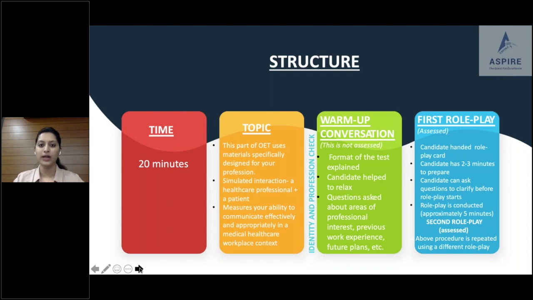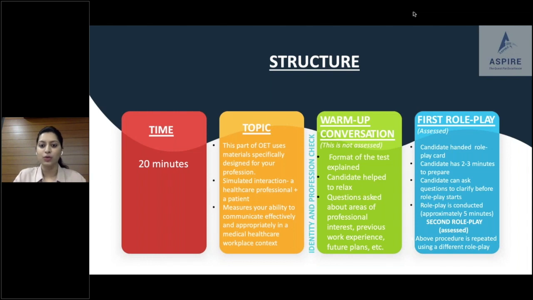So let's take a look at what happens the minute you enter the test room. Your identity and profession is checked, and then there is a 2 to 3 minutes of warm-up conversation. This is never assessed. During this time, the format of the test is explained. The candidate is helped to relax, and questions about areas of professional interest or previous work experience or future plans are asked. And this is followed by the first role play.